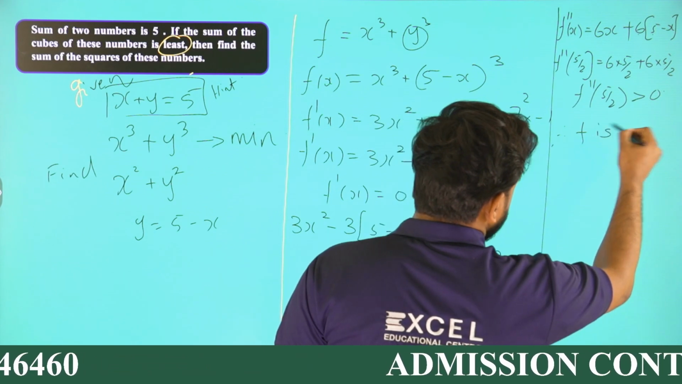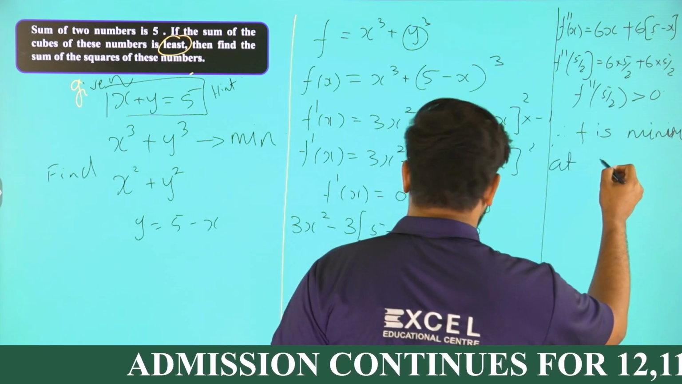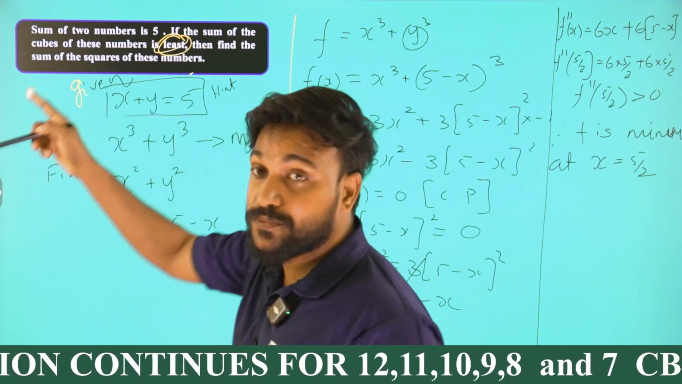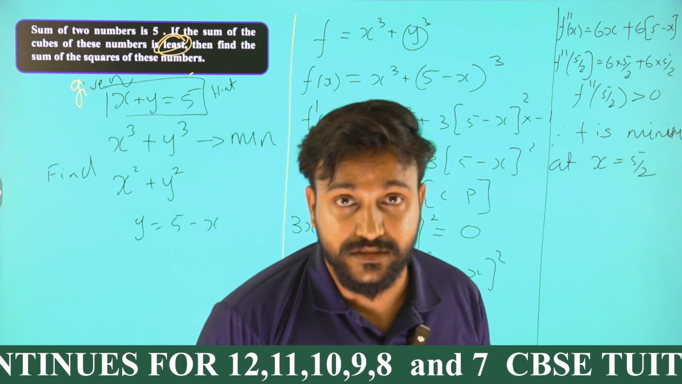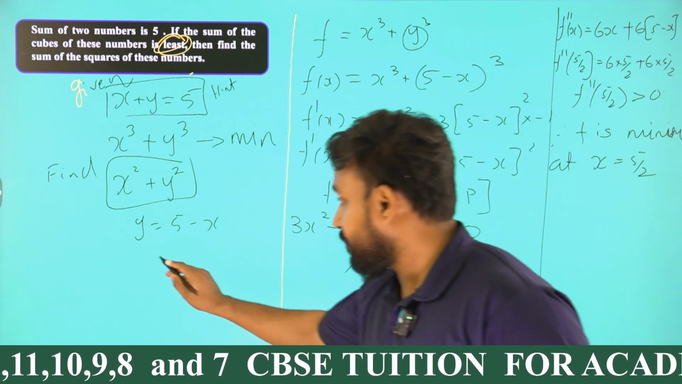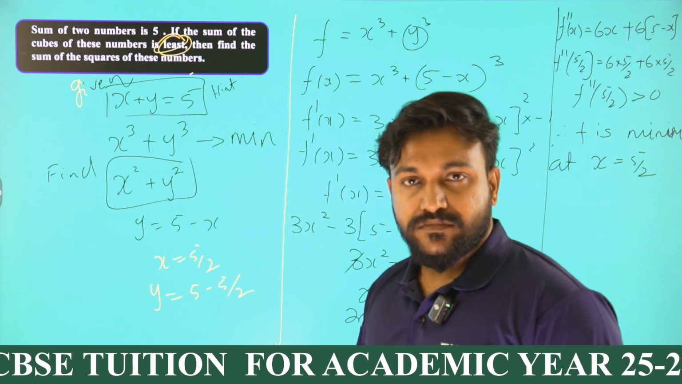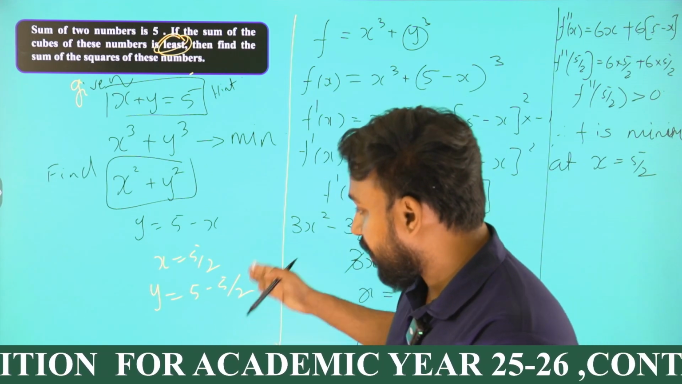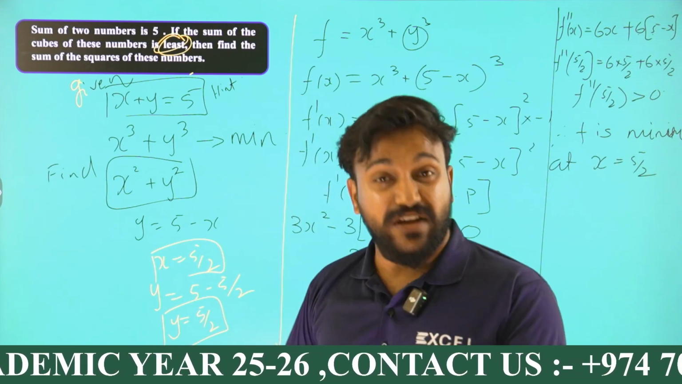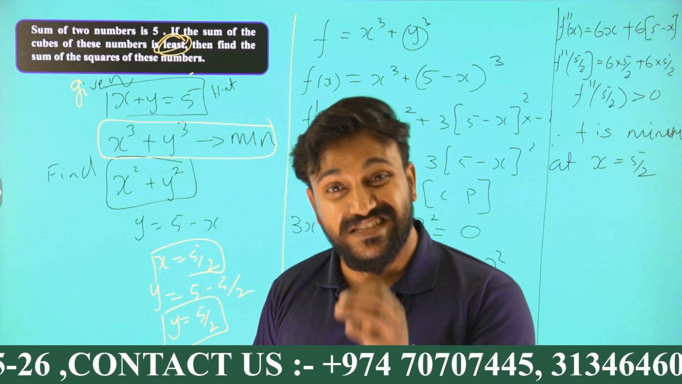Therefore f is having a local minimum at x equal to 5 by 2. At x equal to 5 by 2 you are getting the least value for the sum of cubes of these two numbers. And what they need to find is x square plus y square. You got x equal to 5 by 2. So y is 5 minus 5 by 2. Remove half of 5 from 5, you get 5 by 2. y is also 5 by 2. So you got x and y that satisfy this condition. What condition? The sum of cubes of these two numbers is minimum.